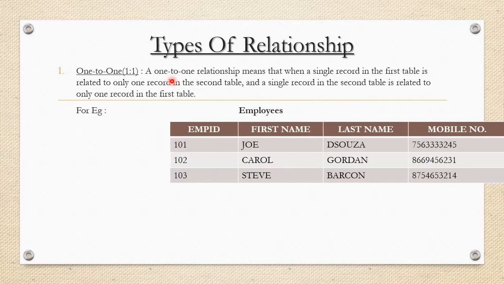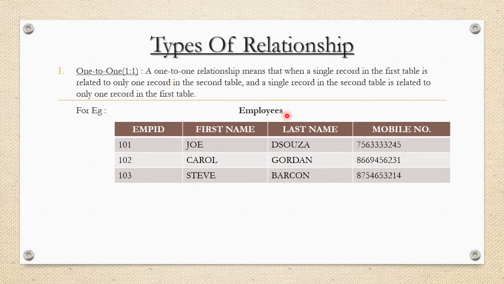Suppose I am having one table, that is the employees table. In this employees table, how many fields are there? Four fields are there. They are employee ID, first name, last name, and mobile number. These are the fields, or we can say attributes.